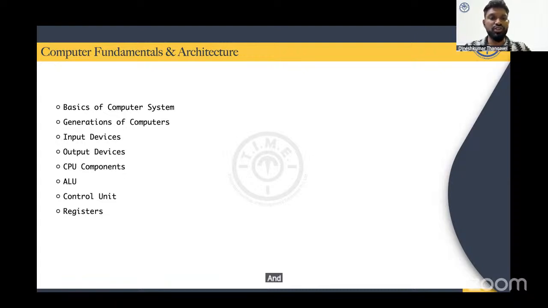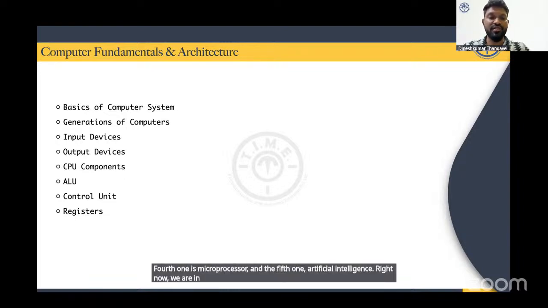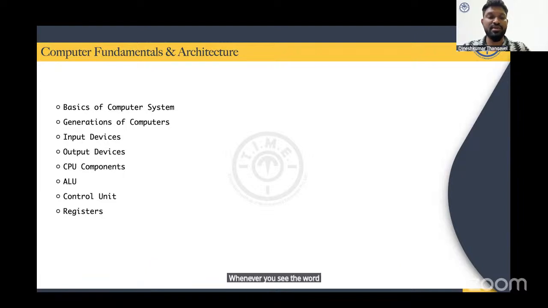And talking about generations of computers, exams do not ask deep history, but they ask key identifying features. First generation is vacuum tubes, second generation is transistors, third generation is integrated circuits, the fourth is microprocessor, and the fifth is artificial intelligence. Right now we are in the fifth generation. Whenever you see words like AI, machine learning, smart systems, think it is fifth generation.